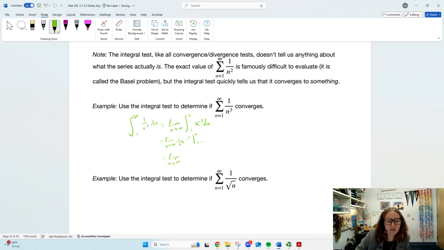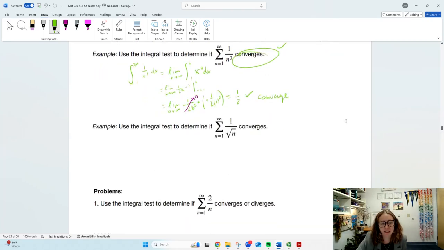So this will tell us if our series up here converges or diverges, by whether our integral converges or diverges. So I have negative 1 over 2 times x squared, but I'm plugging in b, and then minus another negative 1 over 2 times 1 squared. As b approaches infinity, this first term approaches 0, because I'll have 1 over a really, really, really big number. So this is just going to approach 1/2, which means that it converges, which also means that the series converges.